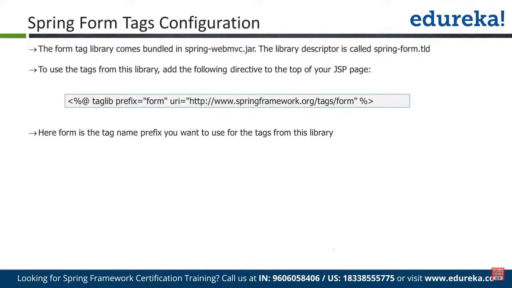Now, first thing, how to use this in your application. The form tag library comes bundled in the Spring MVC jar file. The library descriptor is called spring-form.tld. To use the tags from this library, add the following directive on top of your JSP page: taglib prefix form, URI the Spring Framework form tag library. Here form is the prefix, whatever you want to use. This way you can access all the tags on your page.